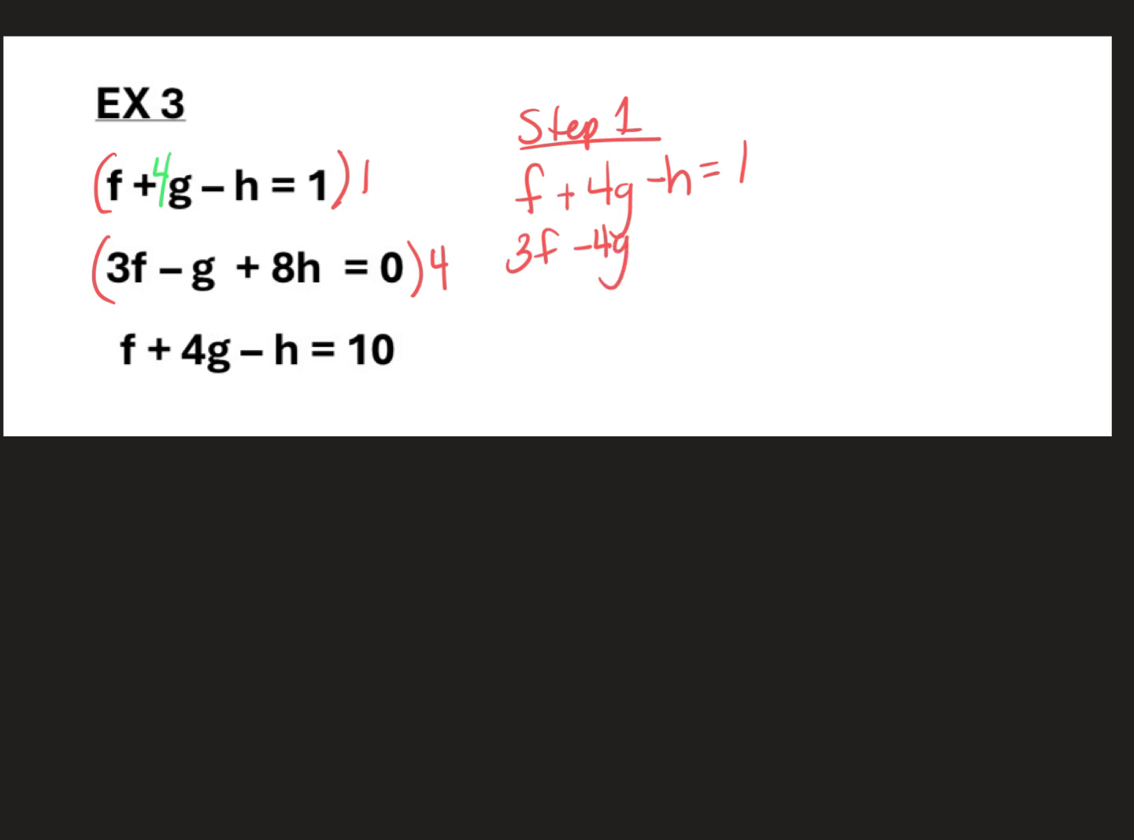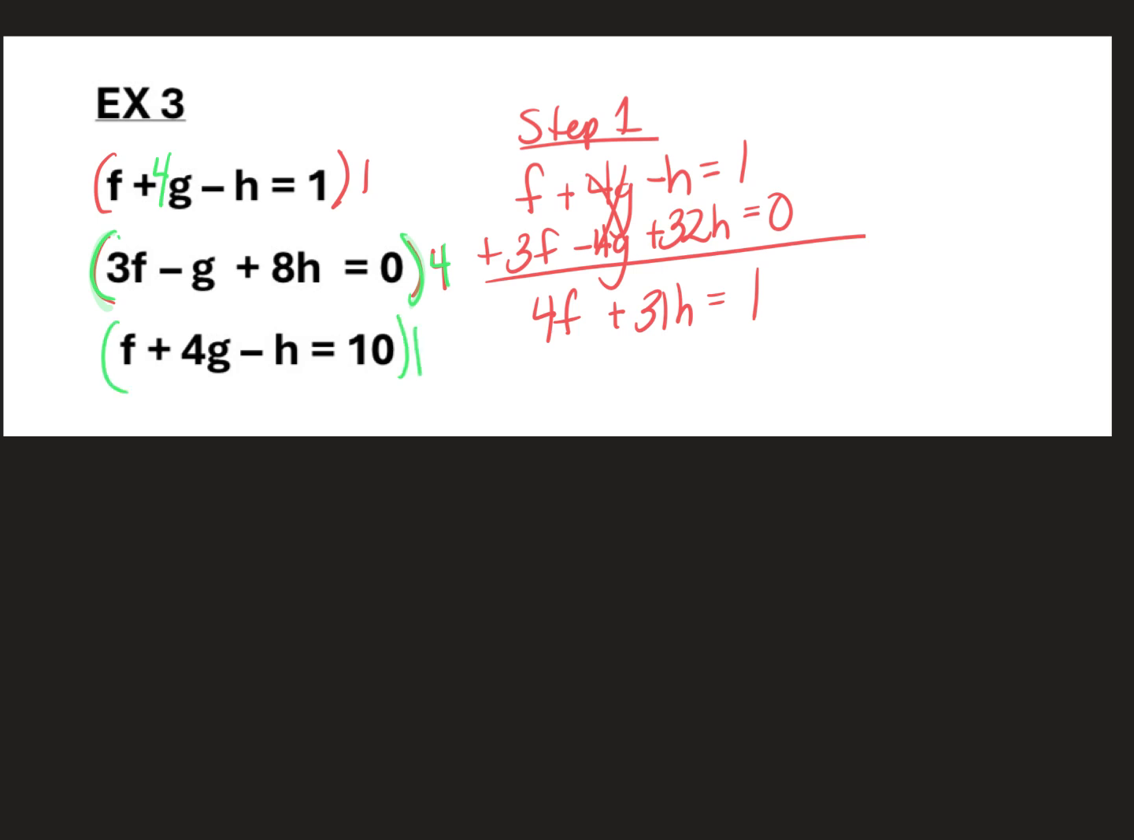minus 4g plus 32h equals 0. Add them together. 4f plus 31h equals 1. And then I will do the same thing for the next one. I will multiply the second equation by 4, and the bottom equation by 1.